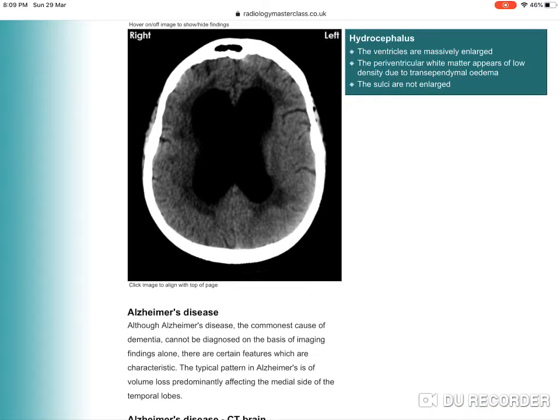Now, hydrocephalus. The ventricles are massively enlarged. The periventricular white matter appears of low density due to transependymal edema. The sulci are not enlarged.